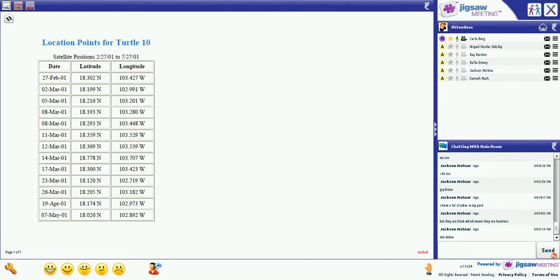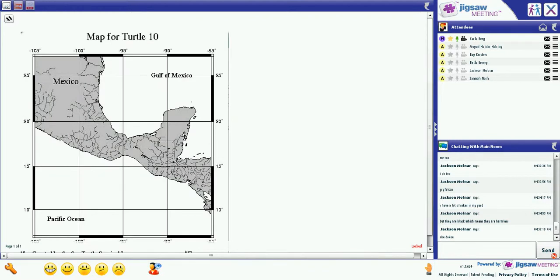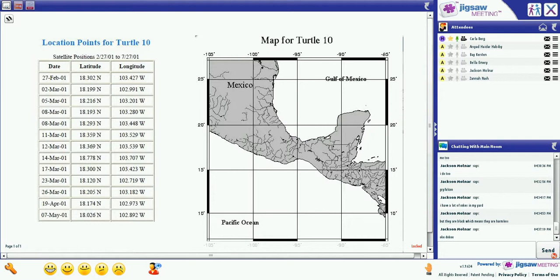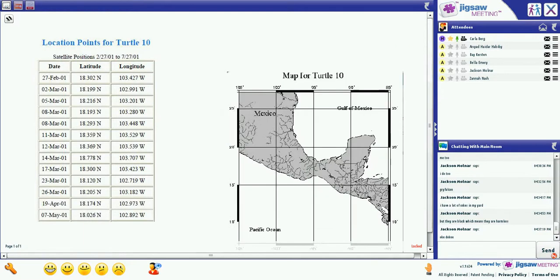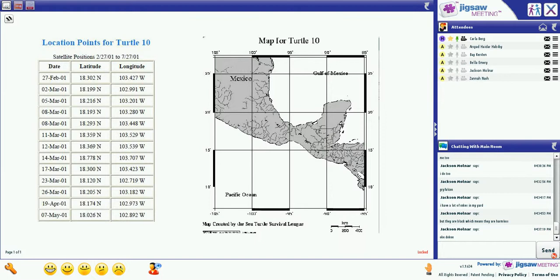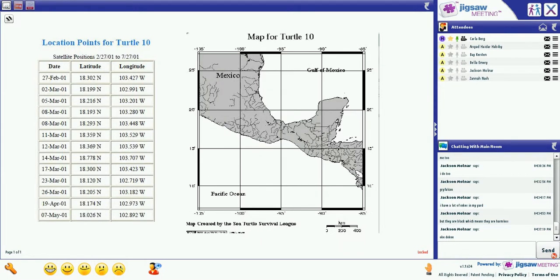All right, now hopefully the map will be here. Awesome, and there it is. So we have the points on the left-hand side that say location point for turtle 10. And then we have on the right-hand side here our map. Now the first point I am going to put on here. We're going to work through this together, and hopefully everyone will be able to put a point on our map. I'm actually going to try to make our map a little bigger and the point a little smaller.